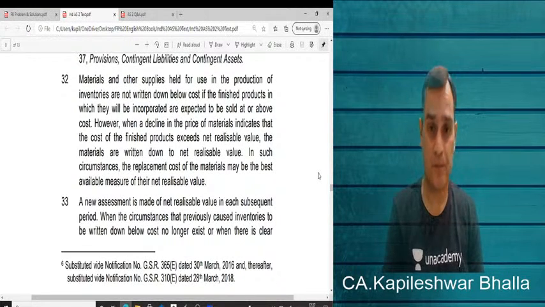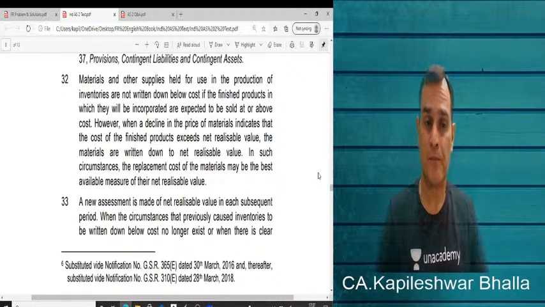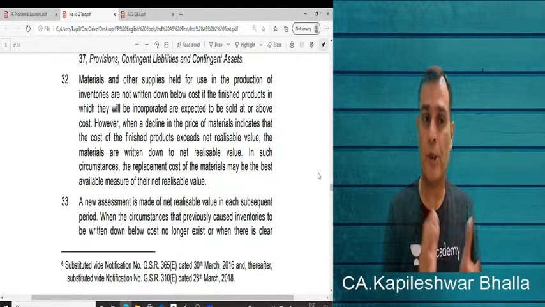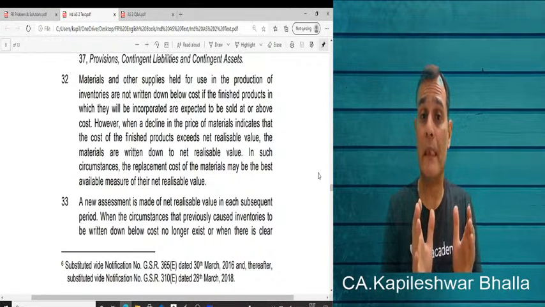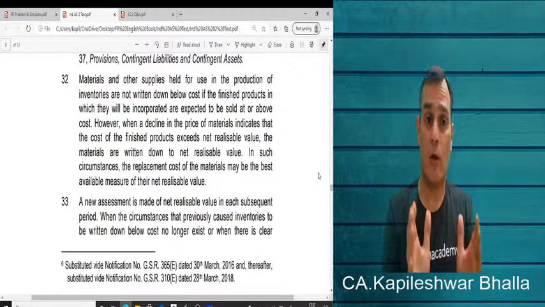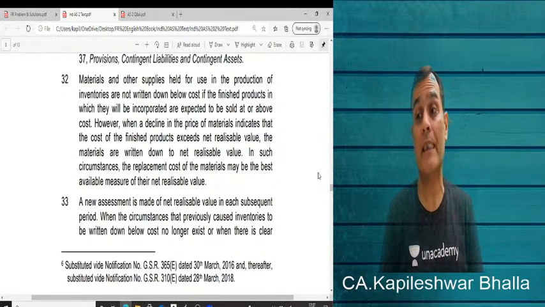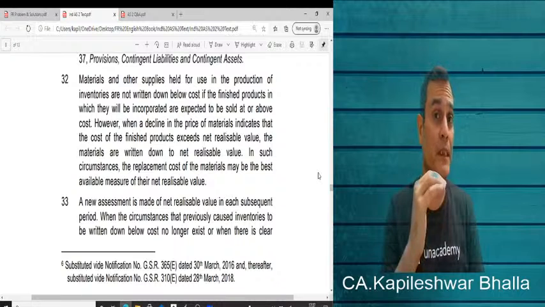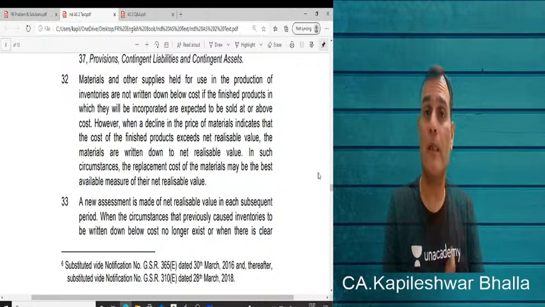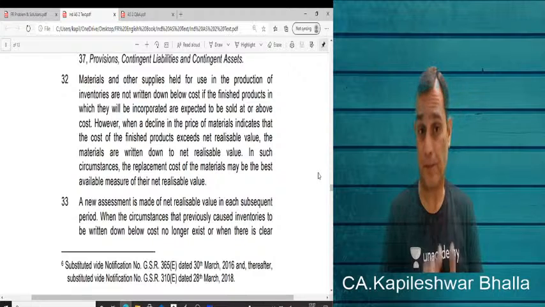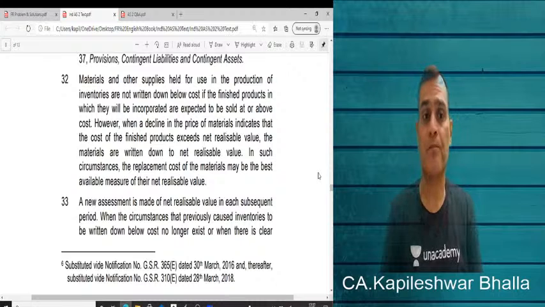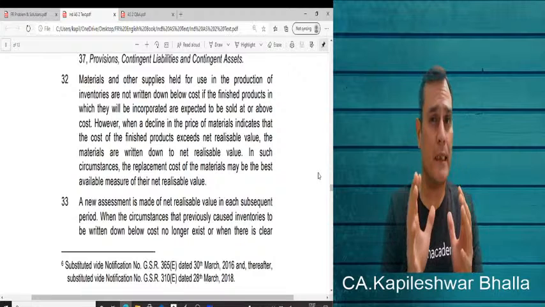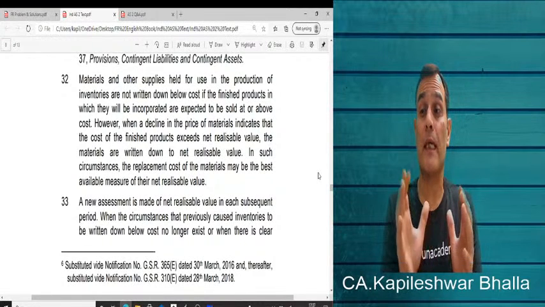But there is another catch. Let me read the para number 32 further. The general principle given in the initial part of para number 32 is that materials will be valued always at cost if the FG in which they are incorporated is measured at cost, which means if the FG is measured at cost, the raw material is automatically going to be measured at cost. Then it says, however, when a decline in the price of material indicates that the cost of FG will exceed NRV, the FG will be measured at NRV.